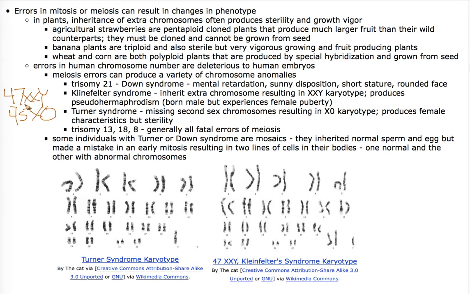The first number, I should say, represents the number of chromosomes you have, and the second numbers represent your sex chromosomes. That's how you actually represent a karyotype. This is the Turner karyotype right here. This is a picture of the chromosomes taken from a baby that had Turner syndrome.